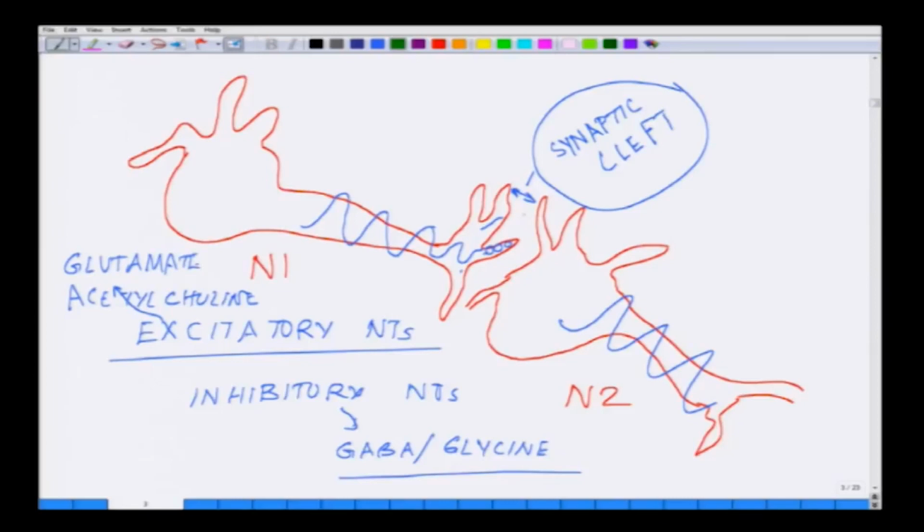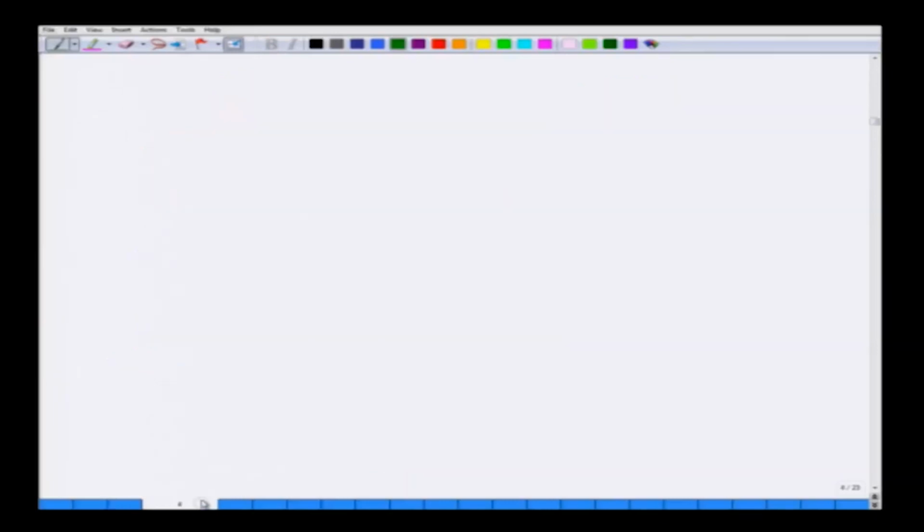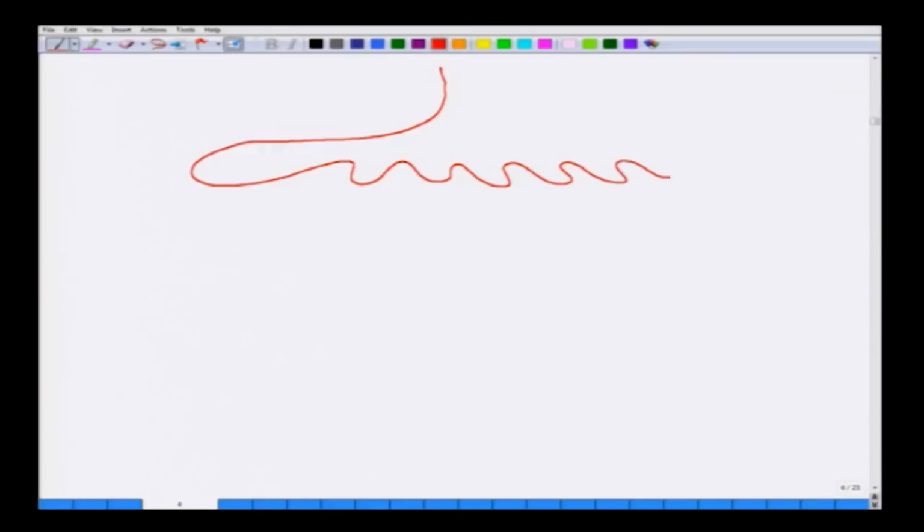Okay. So, now how are these neurotransmitters secreted? If I blow up this zone, what essentially happens? If I blow up the whole synaptic zone, it looks like this. This is the presynaptic neuron, or neuron 1, and this one is the receiving neuron, which is with its dendritic processes.